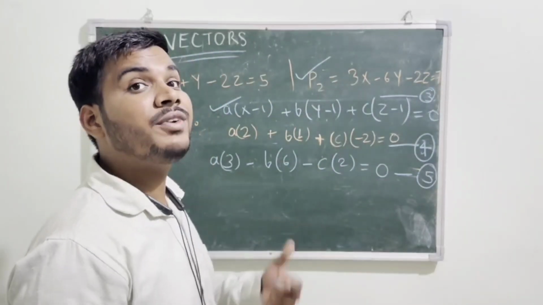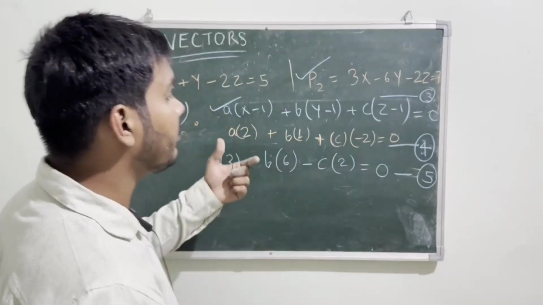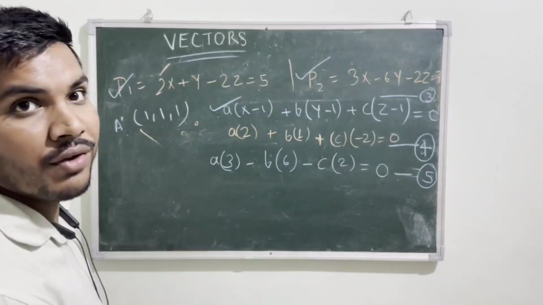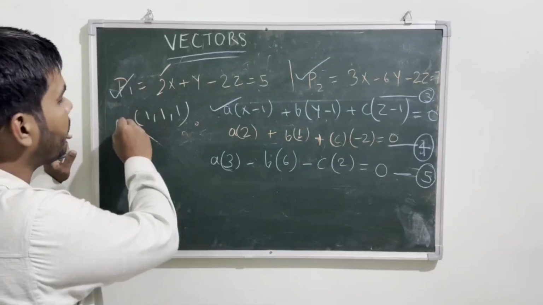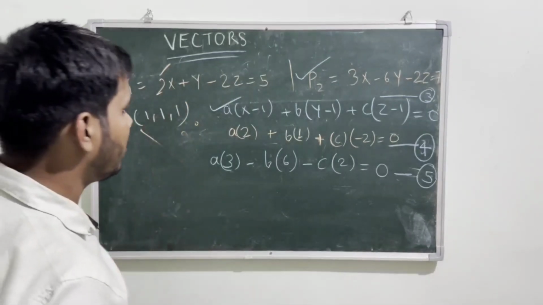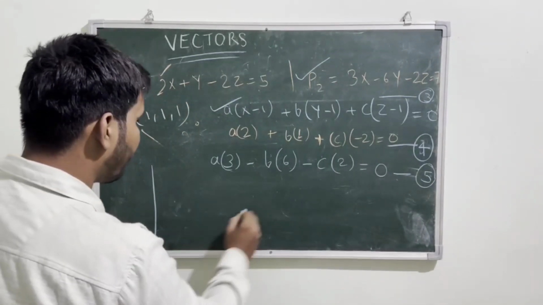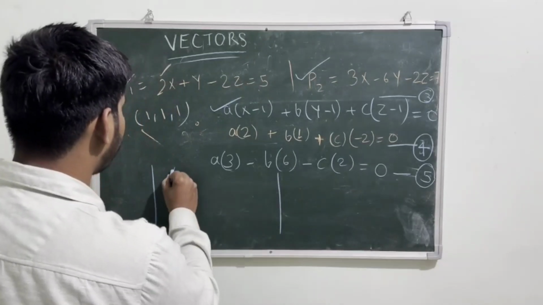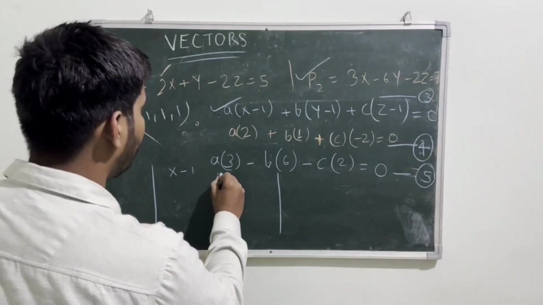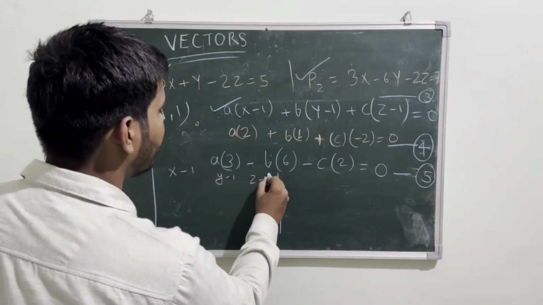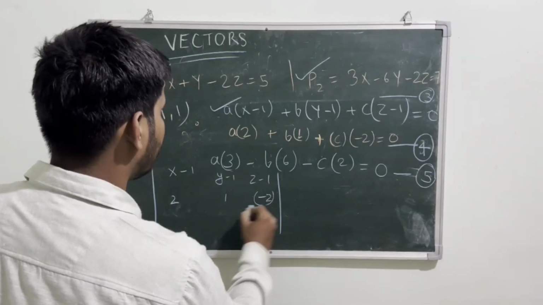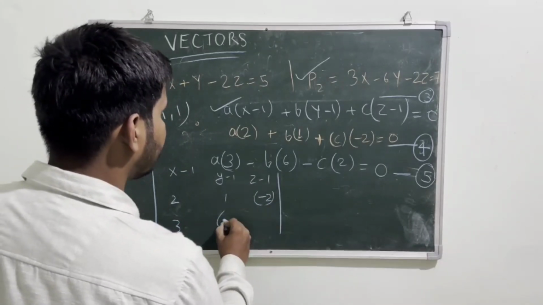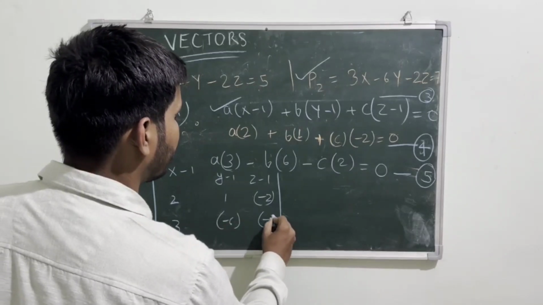We all are aware of determinants. We are going to take the determinants, and solving these 3 equations, we are going to find the equation of the plane containing this line, through the point 1, 1, 1. So basically we have to calculate the matrix. We have to form the matrix: y - 1, z - 1, 2, 1, -2, 3, -6 and -2.